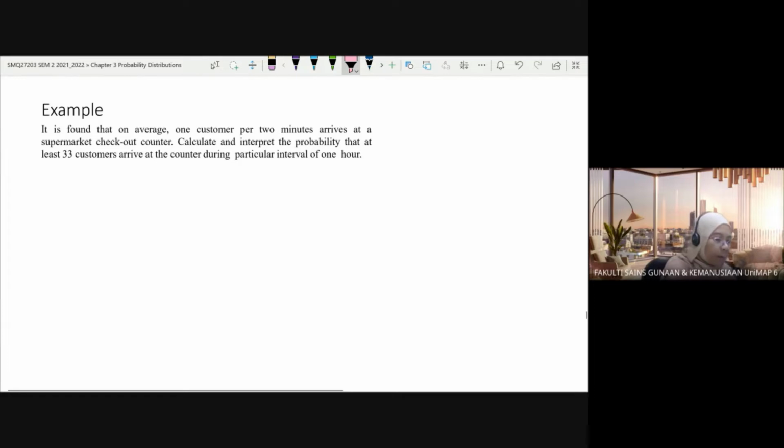For Poisson, the given condition at the beginning is one customer per 2 minutes arriving at the supermarket checkout counter. But the question asks for an interval of 1 hour. So this is where you have to be very careful and transform into the interval correctly. How do we do this? First, take out the information. The only given information is one customer per 2 minutes.